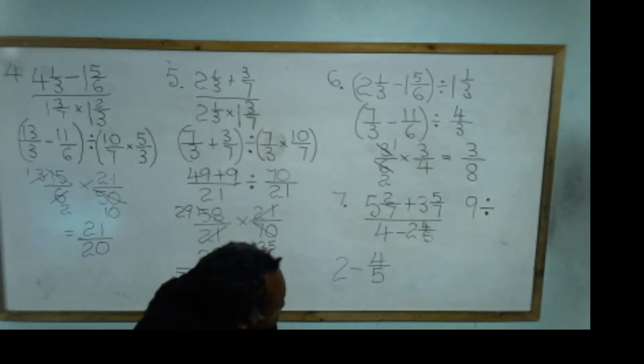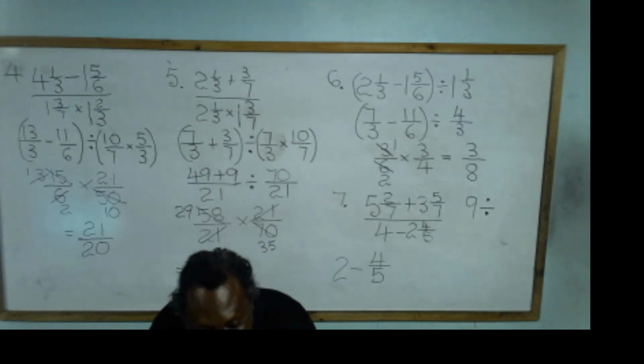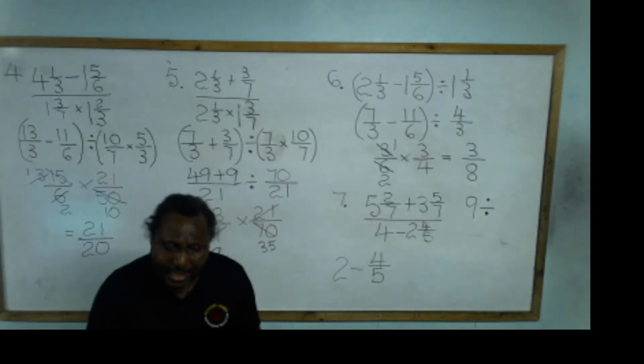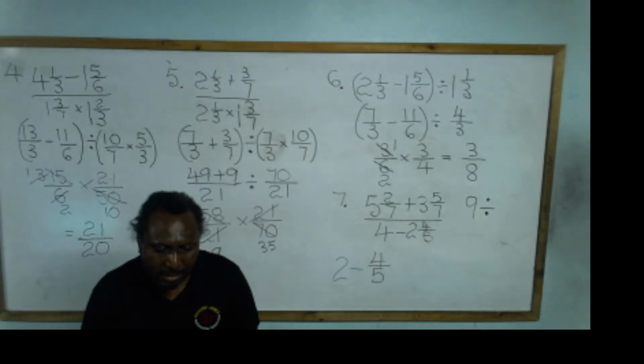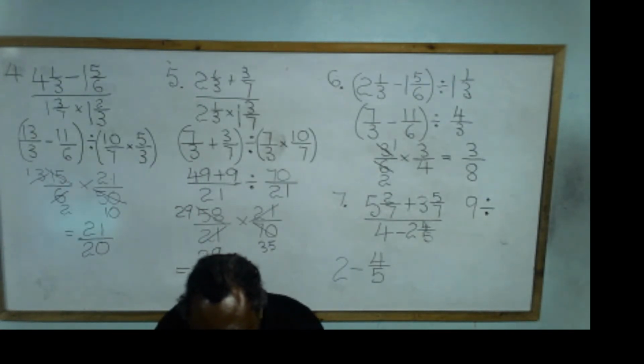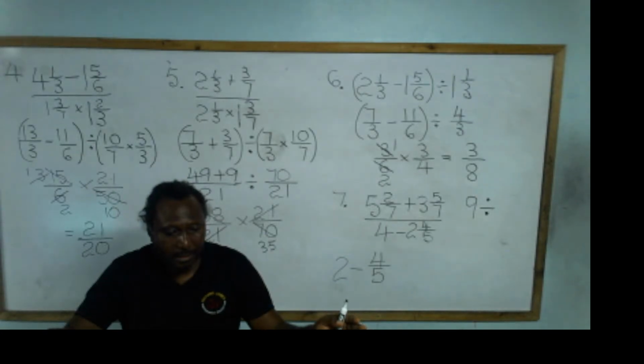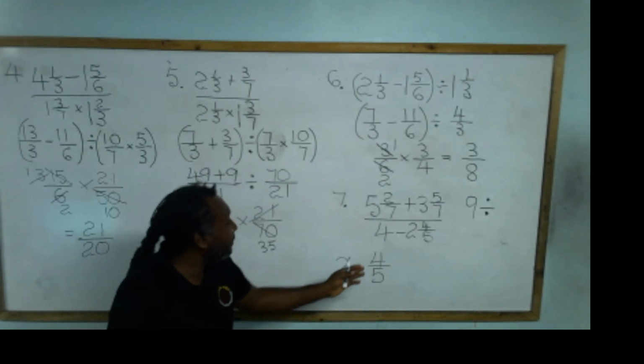I like that answer, a quarter. The person who said a quarter, think about it a little bit more. Those students who say a quarter, think about it a little bit more. You have 2 cakes and you take away 4/5.